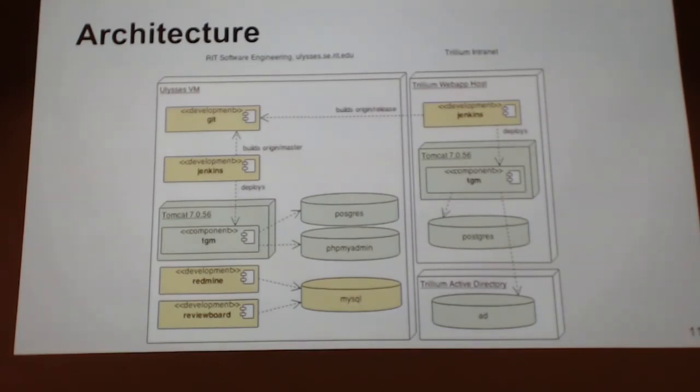Likewise, on Trillium's production environment, we also have a Jenkins instance. But instead of monitoring master, we monitor a different branch, and whenever you push code to that branch, it'll do the same thing as here. It'll compile all the assets and then deploy to the Tomcat instance we have. It also connects to our database and authentication server. Well, their database and authentication server.